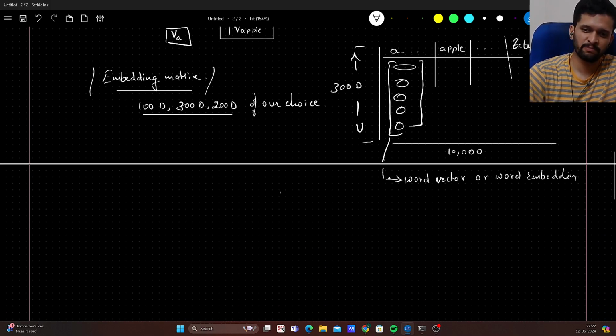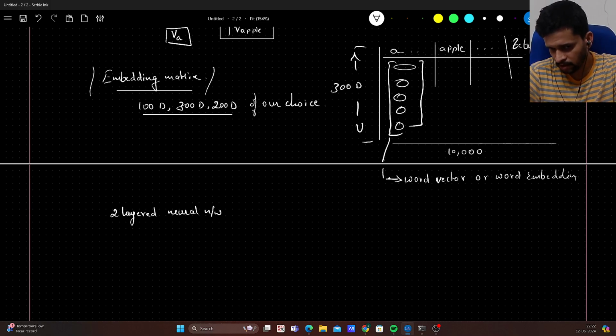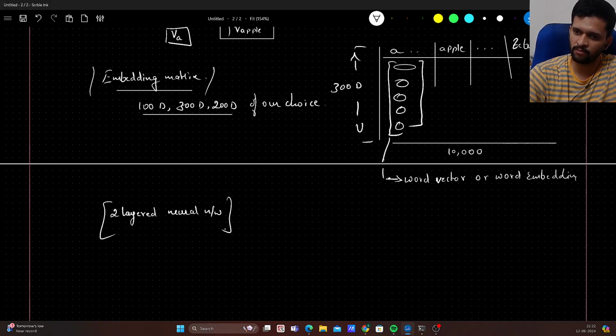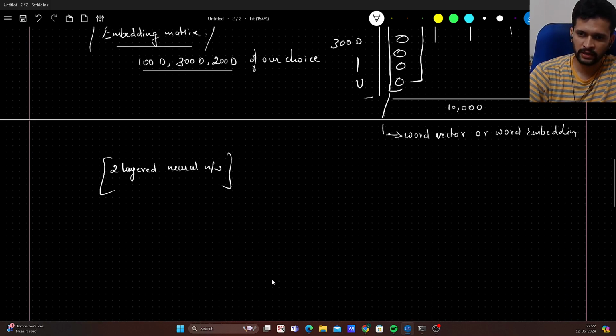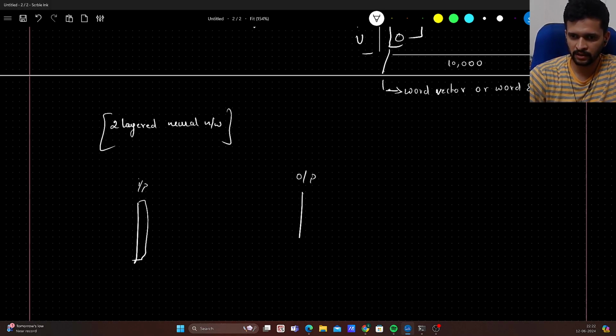It's a simple two-layered neural network. Some will call it a deep learning model, and since it only has 2 layers, some may opt not to call it a deep learning model. But anyway, we will just call it a two-layered neural network model. So input, output, and the hidden layer, right? We'll have an input layer here, an output layer here, and a hidden layer here.